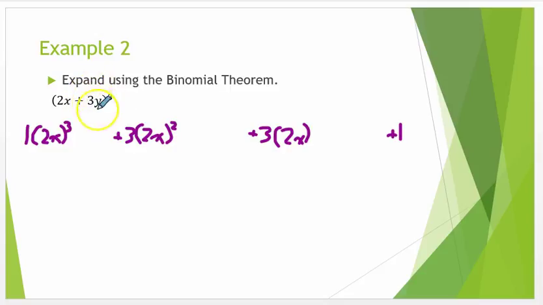For b, this one starts from the 0 power and counts up. So I'm going to have 3y to the 0 power, but I'm just going to leave that off since anything to the 0 power is 1. And then 3y to the first power, 3y to the second power, and finally 3y to the third power.